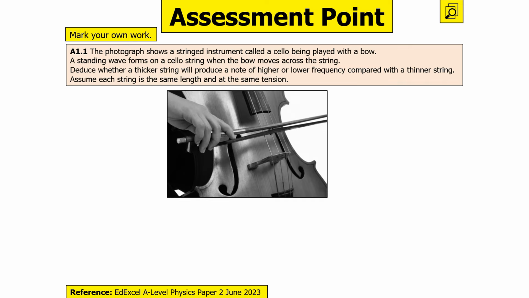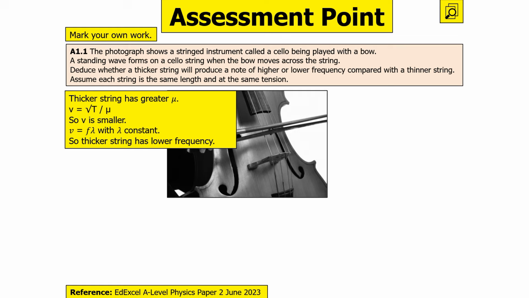Right, we know that a thicker string will have a greater mass per unit length. We know v is approximately going to be equal to the square root of T over mu. So with v being smaller, we know that v is equal to f lambda. The wavelength is constant, but now our frequency must therefore change, so the thicker string will give the lower speed, so you must have a lower frequency.